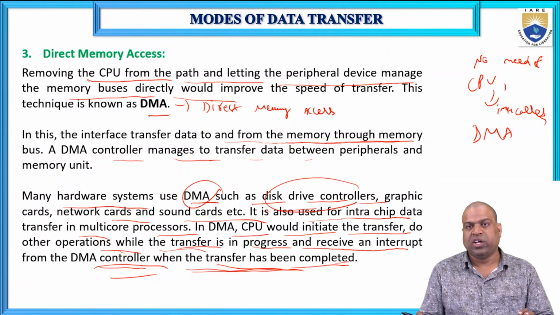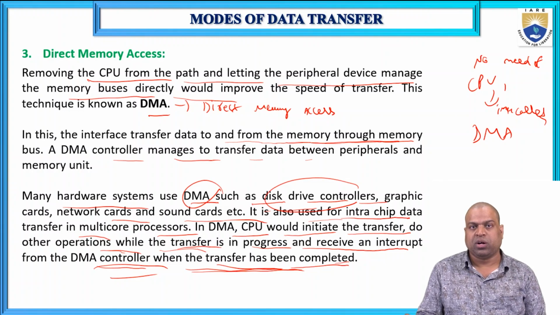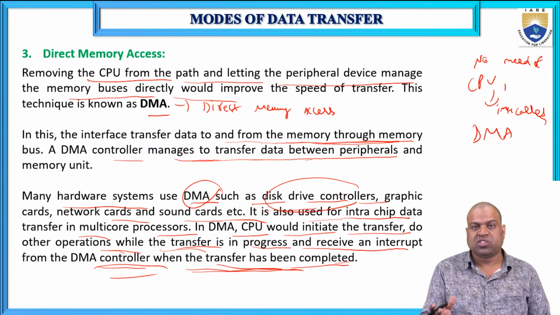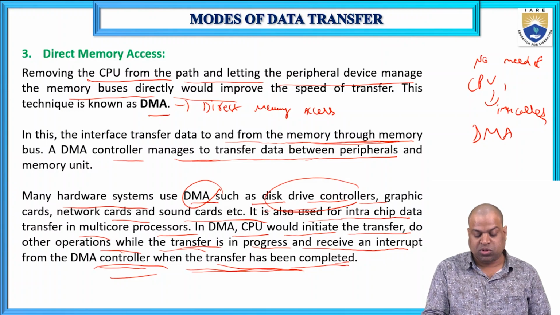So what is the advantage of direct memory access? We are not taking any help of the CPU. Then the CPU burden is very less, it saves time, and high throughput is achieved. The interfacing transfer through the memory is DMA, and DMA manages the transfer between the peripherals and the memory unit. No need of the CPU, the peripherals are connected directly to the memory. What are the examples of DMA? Disk drive, graphic card, network card, sound cards, and chip data transfer are the examples of DMA.